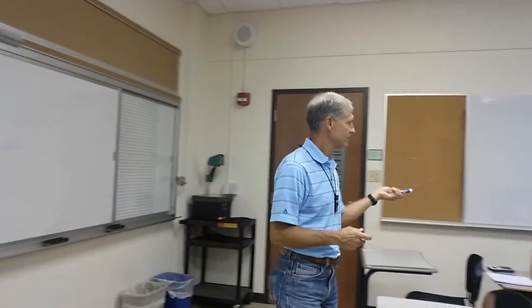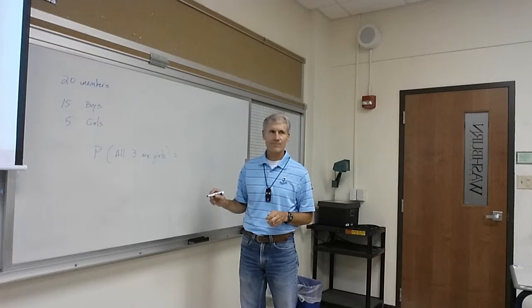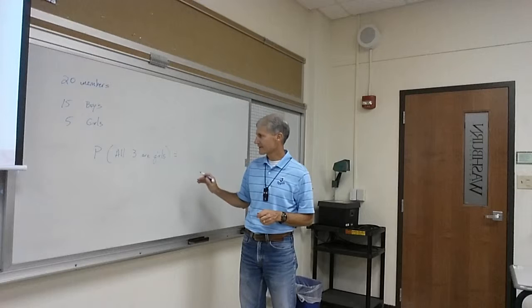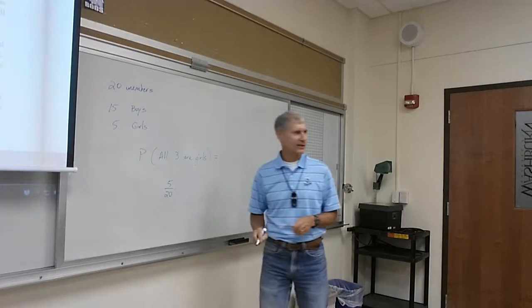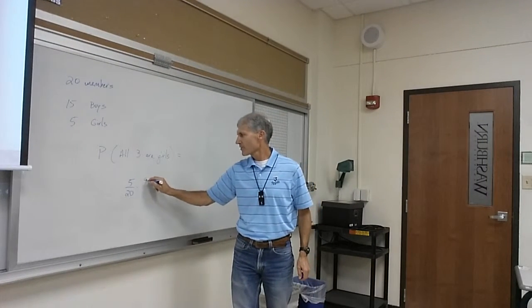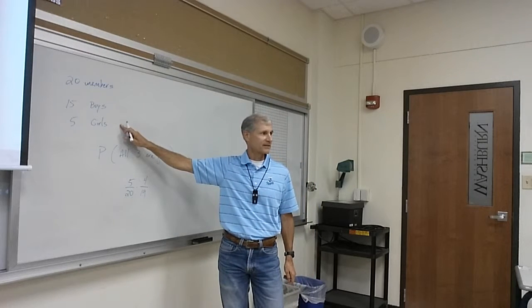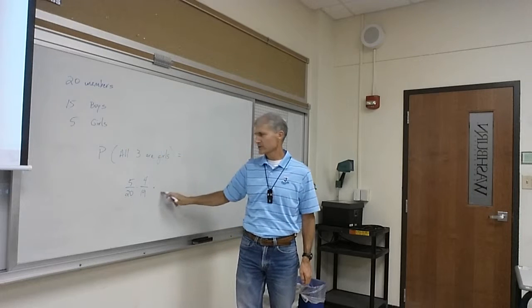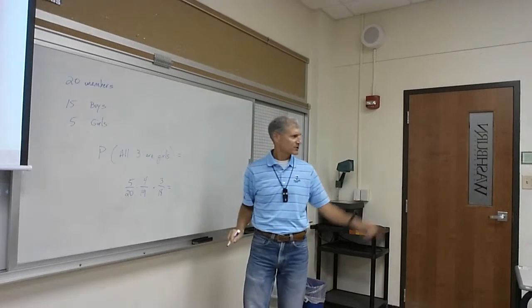1 over 114. Is anybody else getting that same answer? You raising your hand? That's what you got? Okay, and how'd you get it? 1 because that's 5 out of 20, which is 1 out of 4. And then 4 out of 19, 5 out of 20 times 4 out of 19. And why is it 4 out of 19? Because one of the girls has already been selected, right? And then the next one, 3 out of 18. Is that what you got?